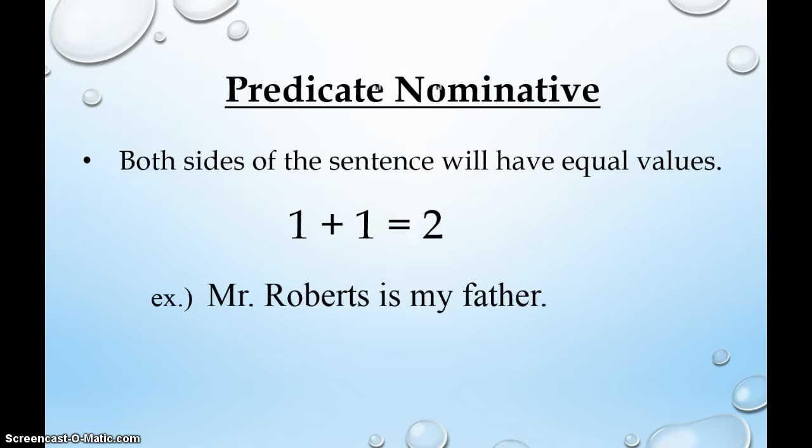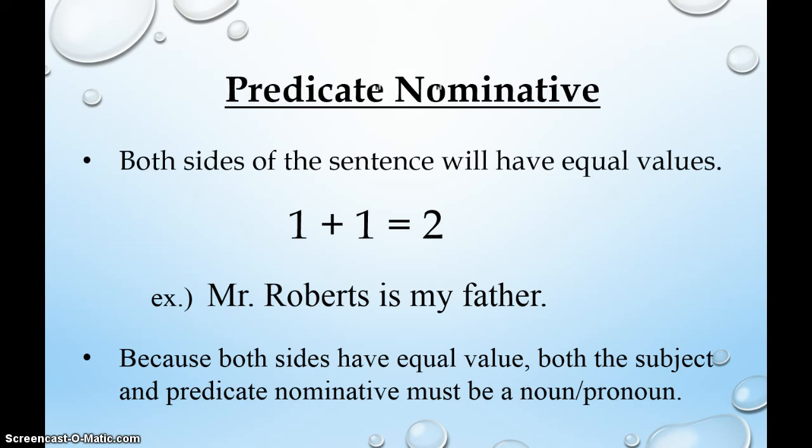To further explain this, let's look at a grammatical sentence. Mr. Roberts is my father. Here we have the linking verb is. We can replace that linking verb with an equal sign to show that Mr. Roberts on the left and my father on the right are the exact same. Mr. Roberts and my father are the exact same person. Because both sides of the linking verb will have equal value, that means that both the subject and the predicate nominative must be a noun or a pronoun.